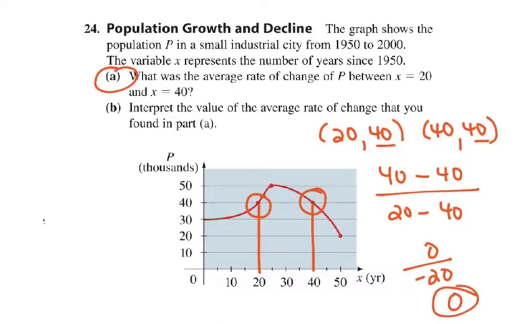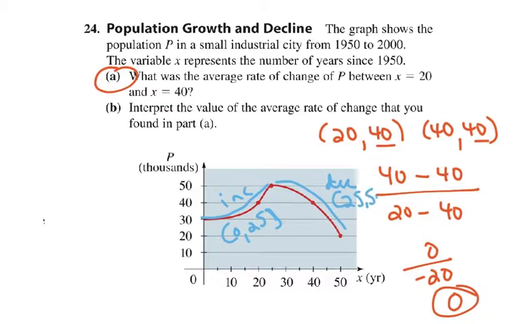Wait a second, why was the average rate of change 0? Well, because to go from 20 to 40, you end up with a horizontal line. And we learned in Algebra 1 that the slope of a horizontal line is 0. Now in reality, the graph is going up and down, right? It's first increasing from 0 to about 25, and then it's decreasing from 25 to 50. That was called your intervals of increasing and decreasing.